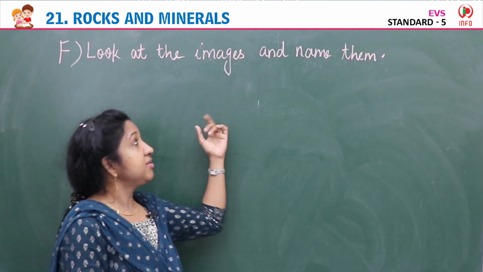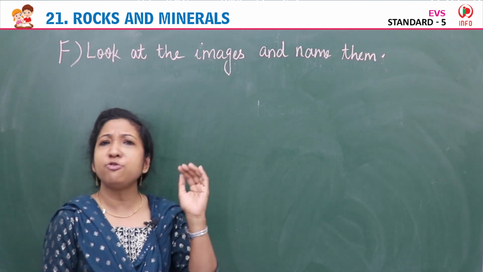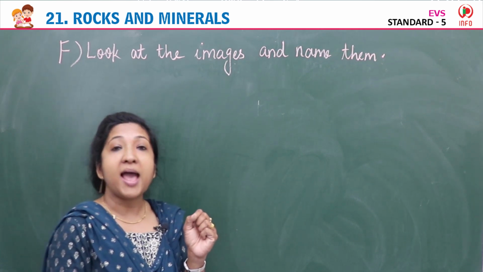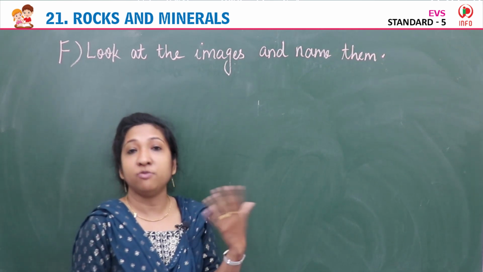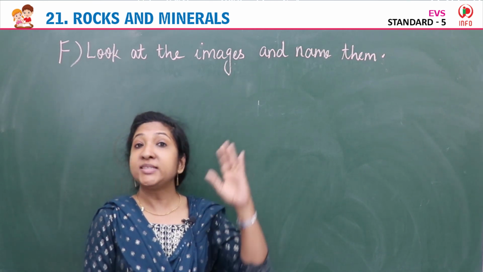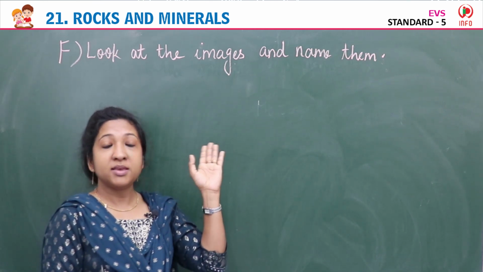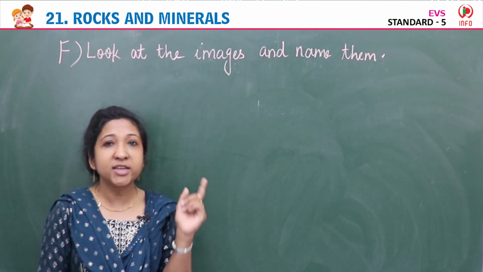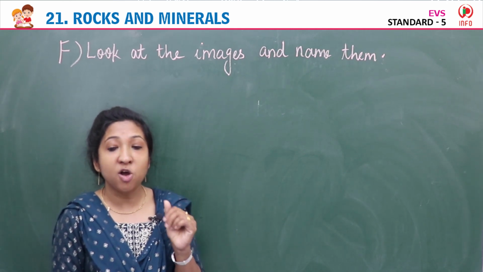Okay, children, so our last exercise is exercise F. Look at the images and name them. So a few images are given in your textbook, and you have to name what they are. Okay, so let us see the first one. See the first image here. What is that? Can you identify? It's a kind of stone.